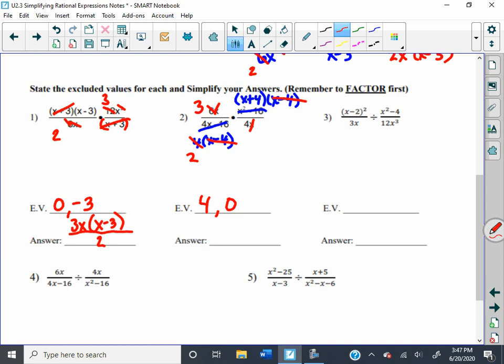So then I'm just going to multiply what's left. So on top I have a 3 and an x plus 4. Keep the x plus 4 in parentheses. And on the bottom I have a 2 and a 4, and I can multiply those together. That's 8.